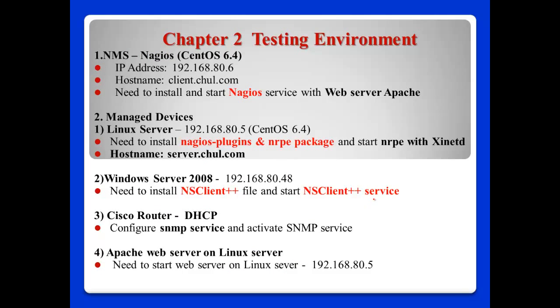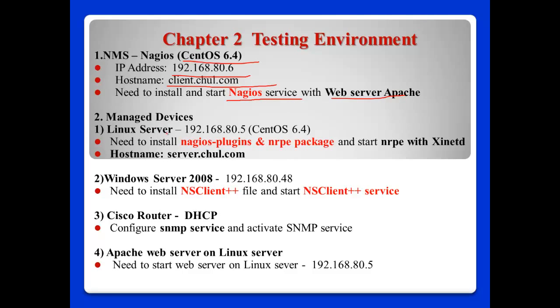For this video, I prepared this testing environment. The NMS, the Nagios server, has the operating system CentOS 6.4 and IP address 192.168.8.6, and the hostname client.chul.com. This Nagios server needs all the Nagios packages installed and the Nagios services started, together with the Apache web server.